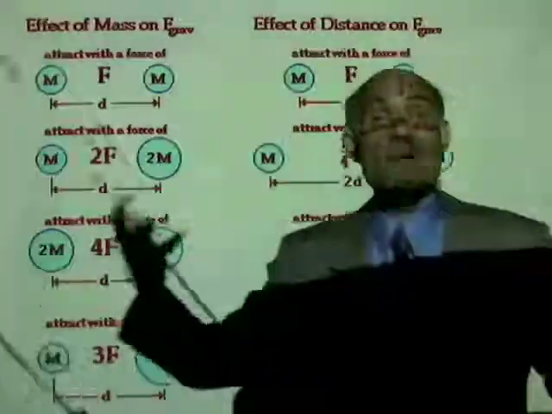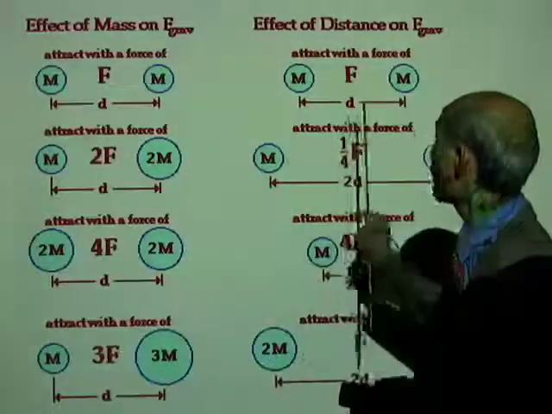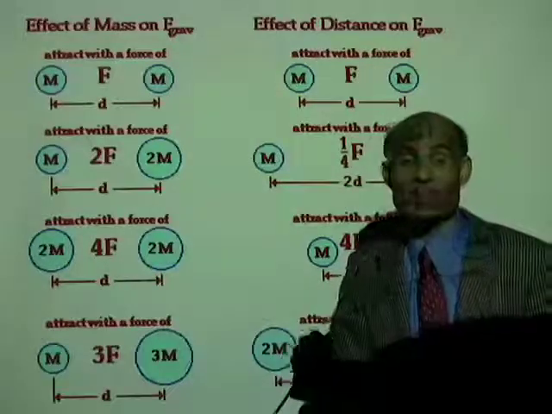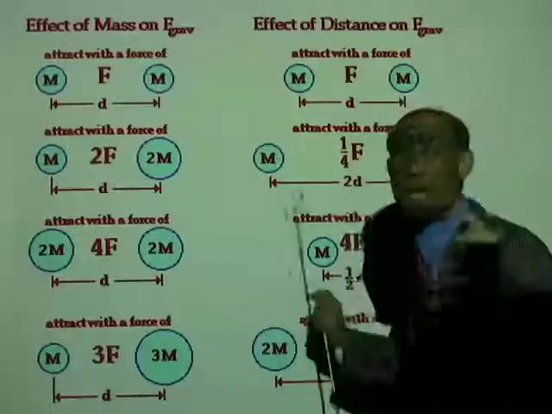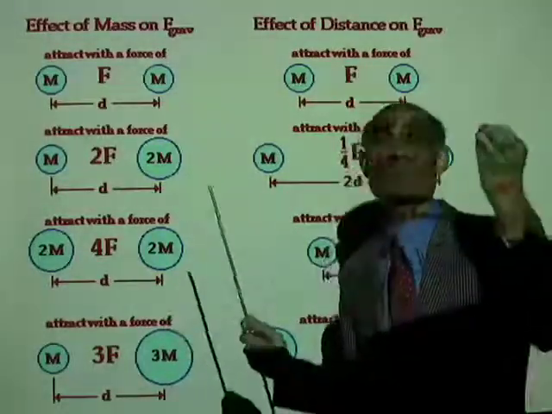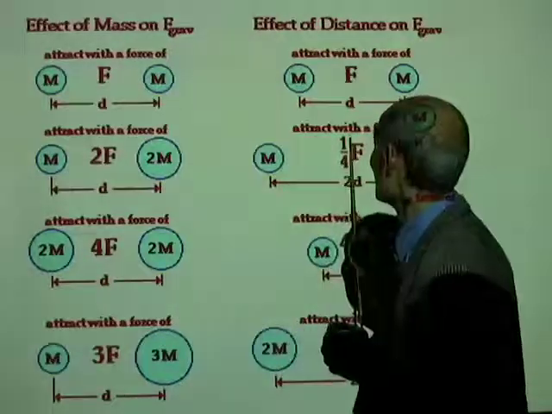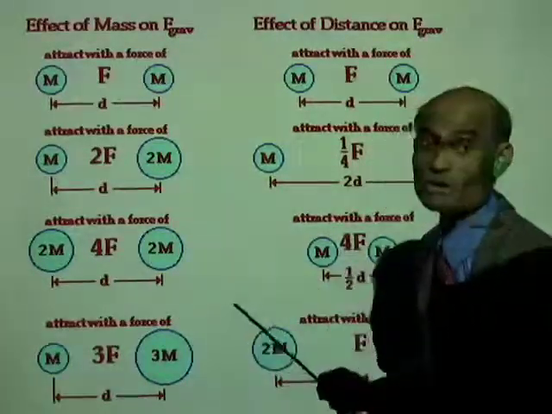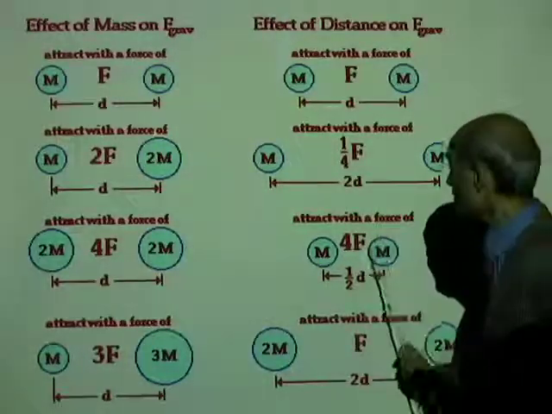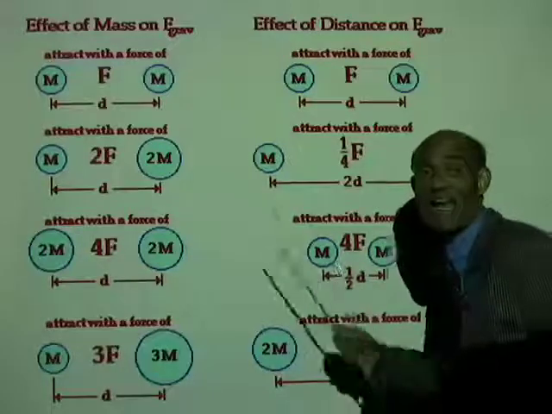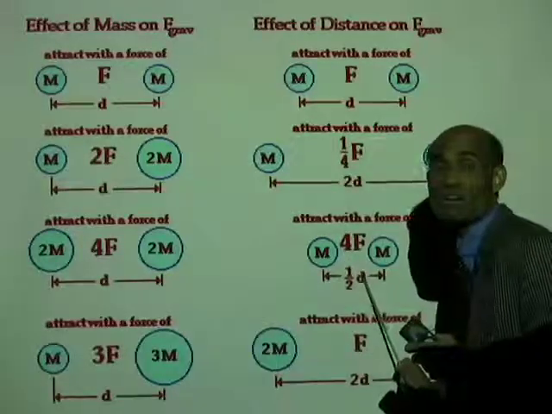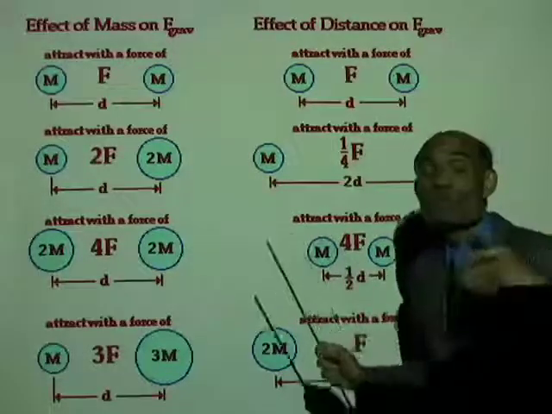The distance is doubled. Now remember, in the formula for F, d is squared in the denominator. That means when the distance is doubled, the force will become 1/4 of the original force. So the new force now is 1/4 of the original force. On the other hand, if the distance is halved, from d the distance is made half d, what will happen? The force will become 4F.